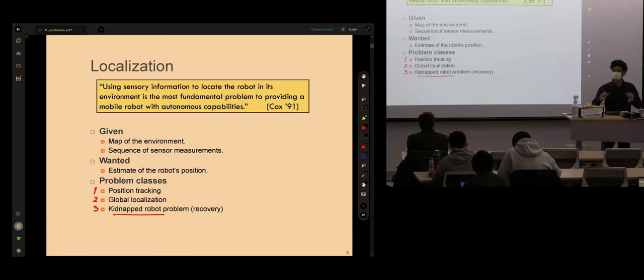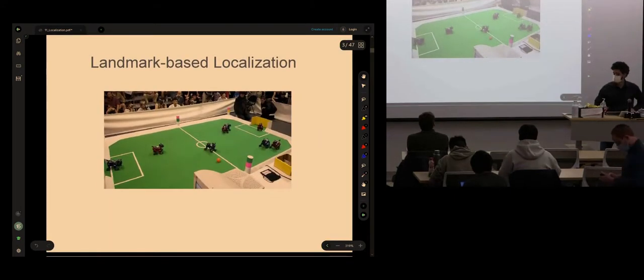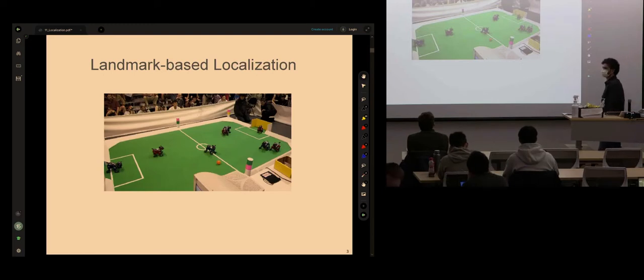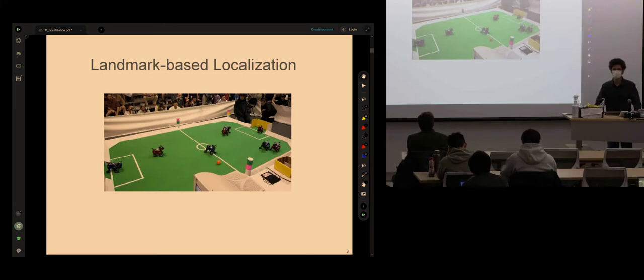Now, this is a setup for the localization problem that we want to talk about. For example, here you see an image of robot dogs. These are little dogs made by Sony, used to be in RoboCup. They play football and compete. Later, it was replaced by a little humanoid robot, a bipedal robot. They play soccer in a team.